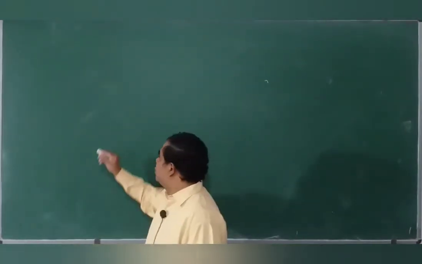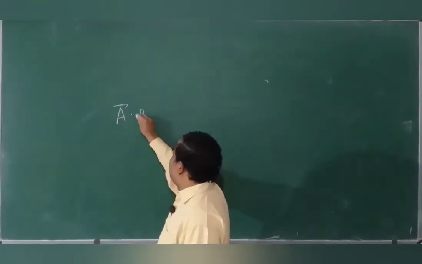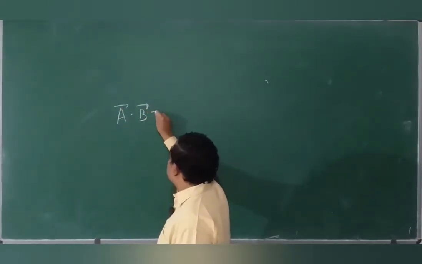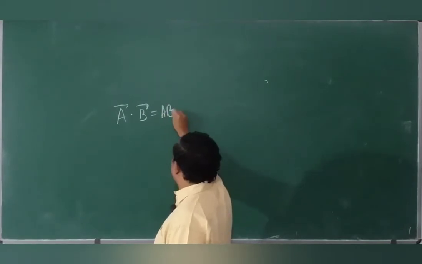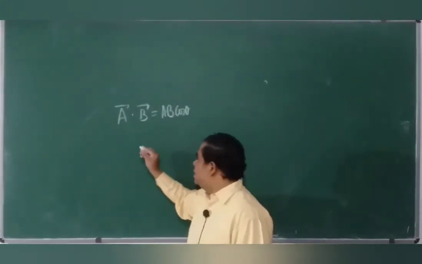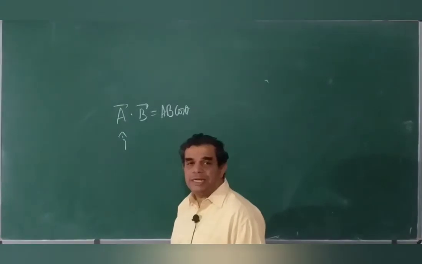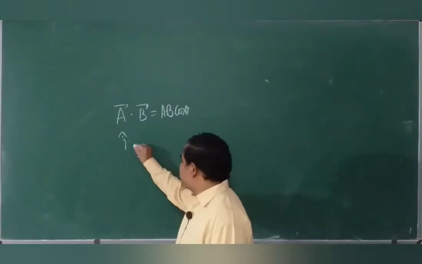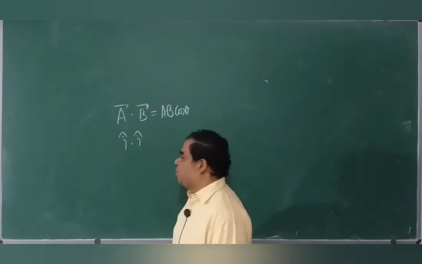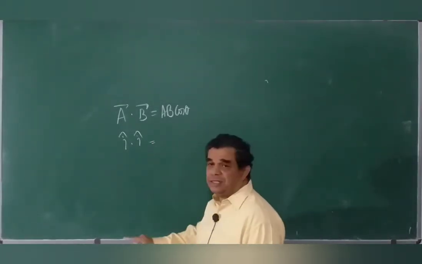Say, I write its definition: A dot B equals AB cos theta. Now we learn some special cases of this. Say if I take i cap, that is the unit vector along the positive x-axis, dot i cap, the unit vector along the positive x-axis again. What we get, can you guess?